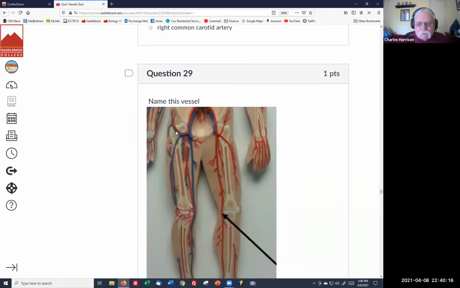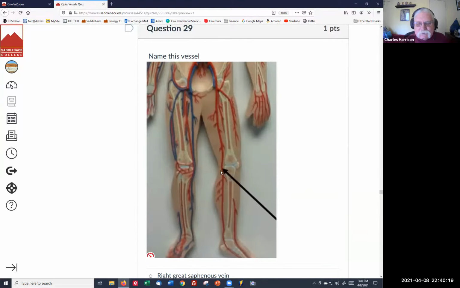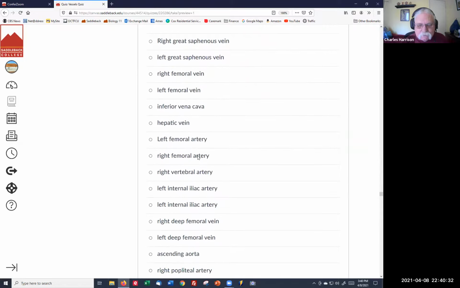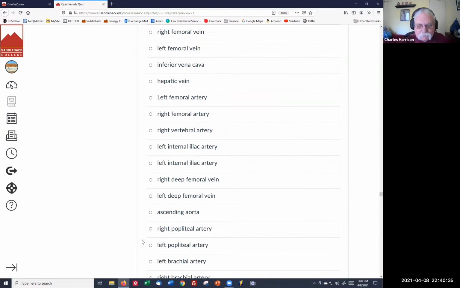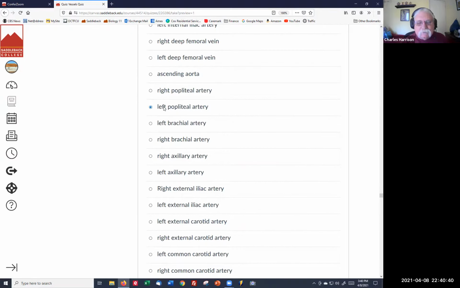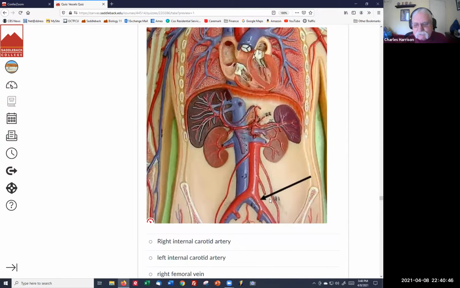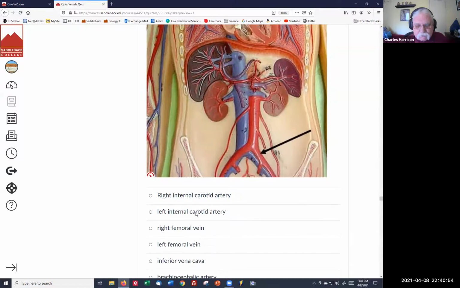This one is the popliteal artery, left popliteal artery, because it's on the posterior side, as we said before, of the knee. Down here, left popliteal artery. This one over here, on the left side, this is the common iliac artery, left common iliac artery.